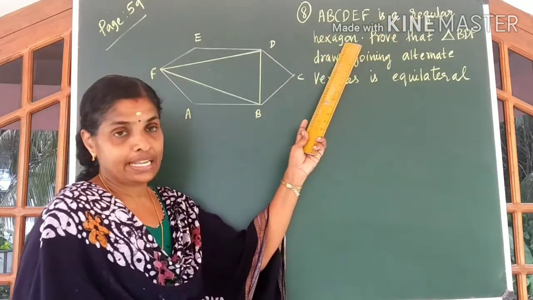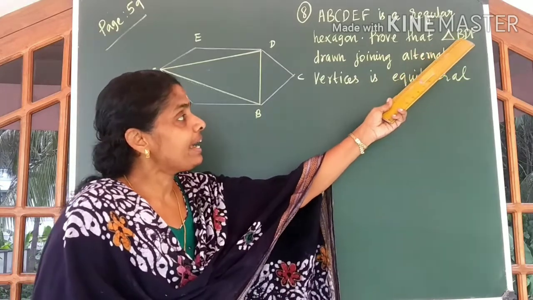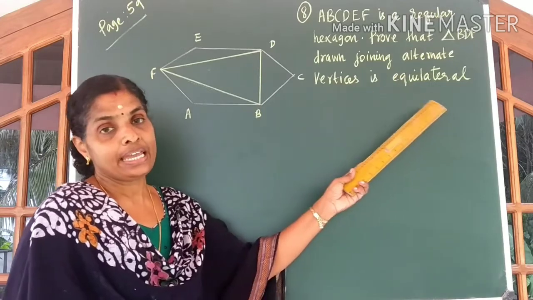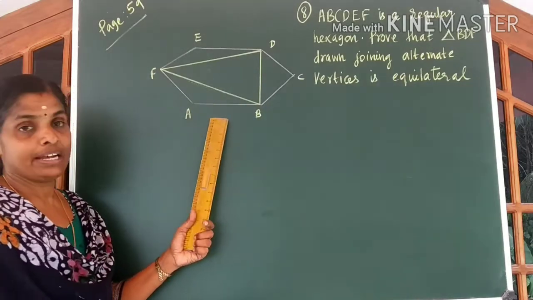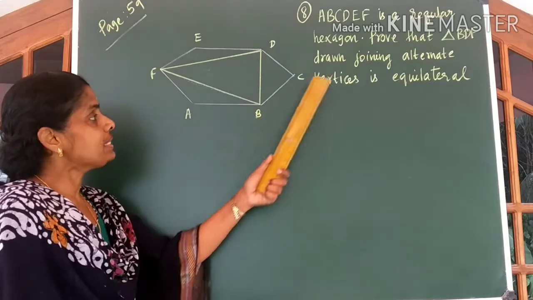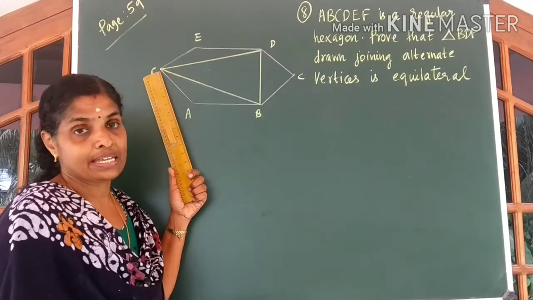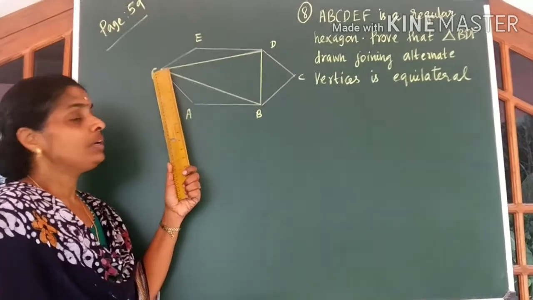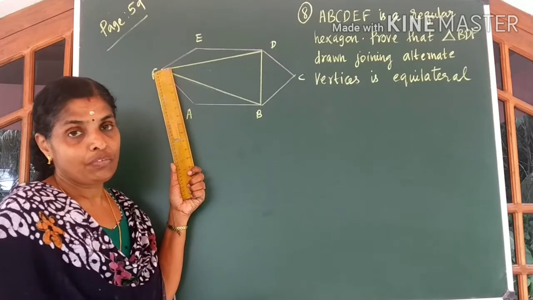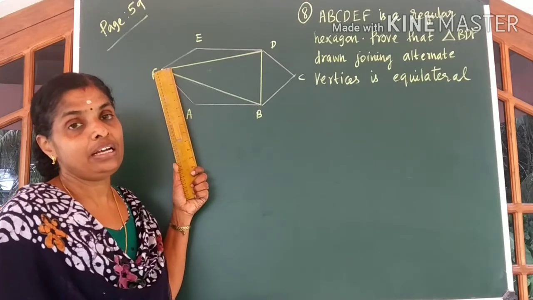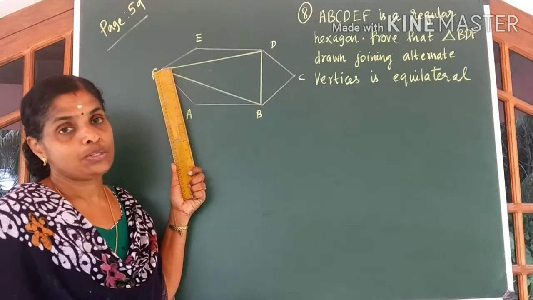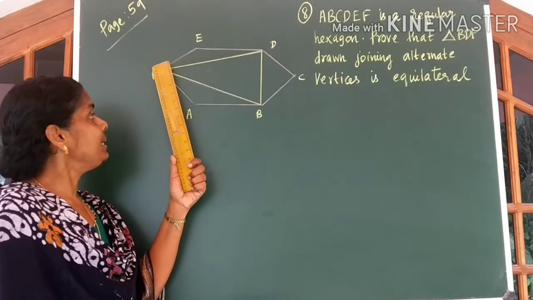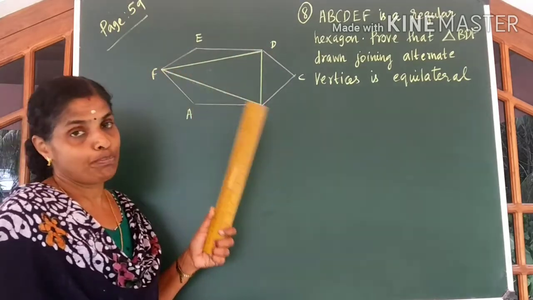ABCDEF is a regular hexagon. Prove that triangle BDF drawn joining alternate vertices is equilateral. Look at the figure. I have drawn ABCDEF, a regular hexagon. We have to prove BDF to be equilateral. We know in an equilateral triangle all sides are equal. So it is enough if you prove all the three sides BD, DF and BF to be equal.